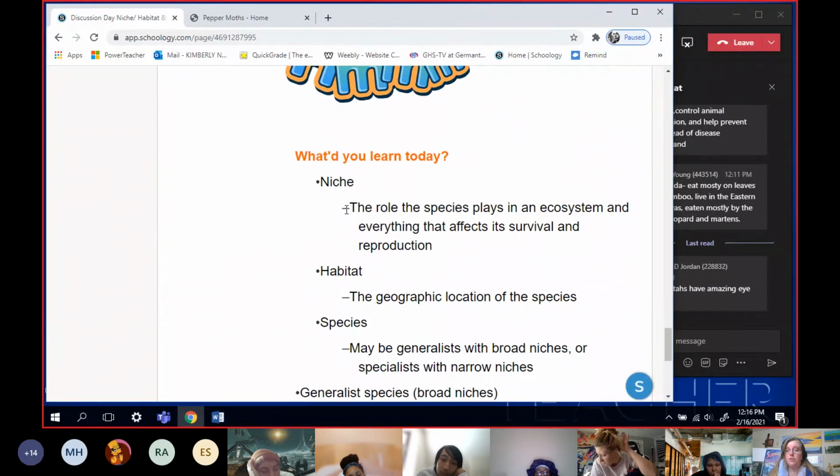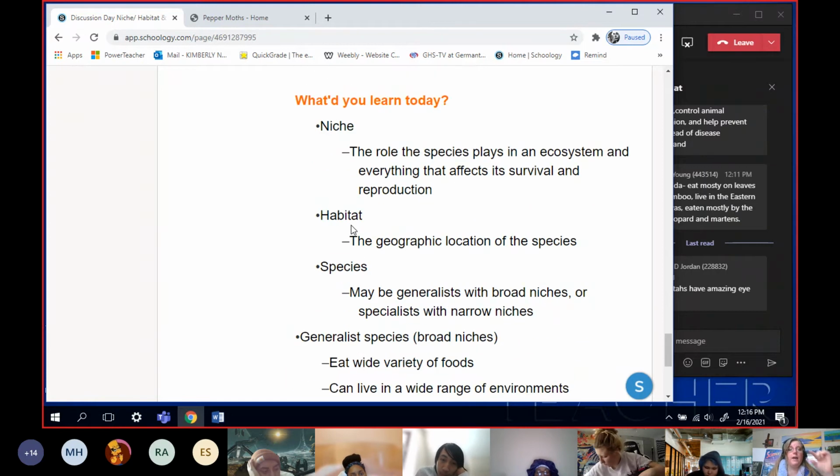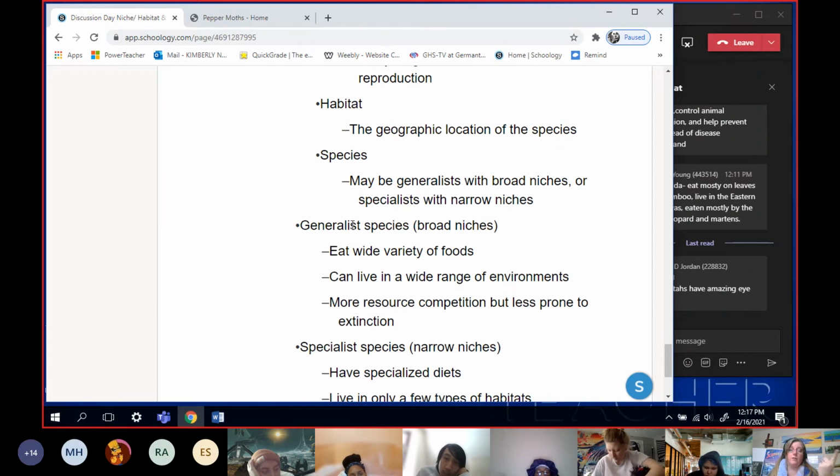All right, so let's go over the details of what we learned today before I turn you loose on that worksheet. So niche, of course, is the role that species play in an ecosystem, and everything that affects their survival and reproduction. The habitat is just the geographic location. Species can be either generalist with broad niches or specialist with narrow.